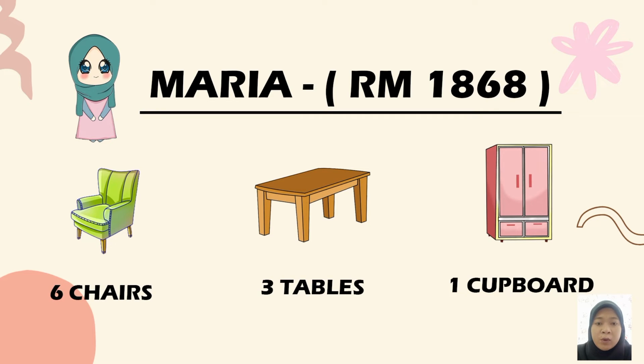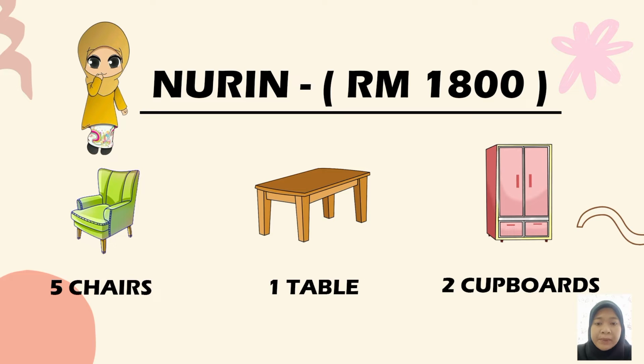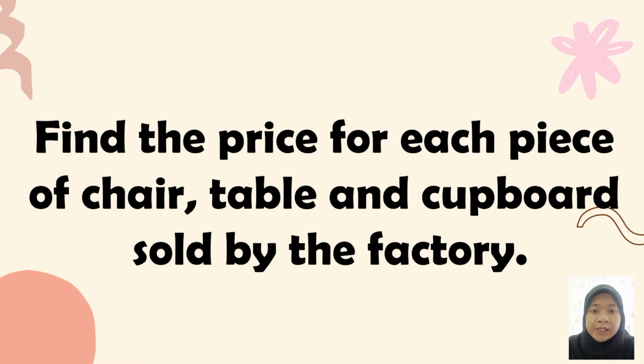Maria spent RM 1,868 to buy 6 chairs, 3 tables and 1 cupboard. Siti spent RM 2,286 for 2 chairs, 2 tables and 3 cupboards. Nurin paid RM 1,800 for 5 chairs, 1 table and 2 cupboards. Find the price for each piece of chair, table and cupboard sold by the factory.